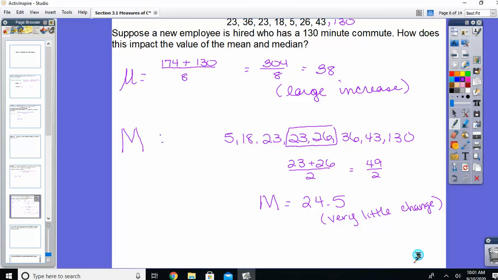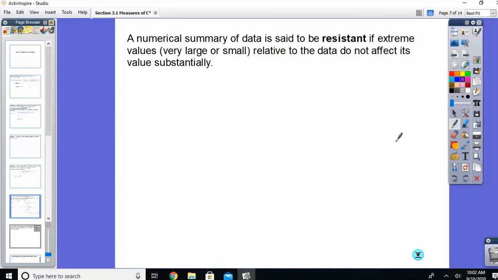The median, even if you have some really weird points, some really big or really small, doesn't change a whole lot. So we call the median resistant because it's not impacted by extreme values. Resistant means extreme values do not affect its value very much. It's not going to change it a whole lot. That's the advantage of the median over the mean.